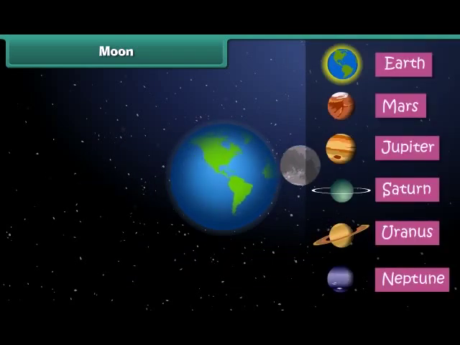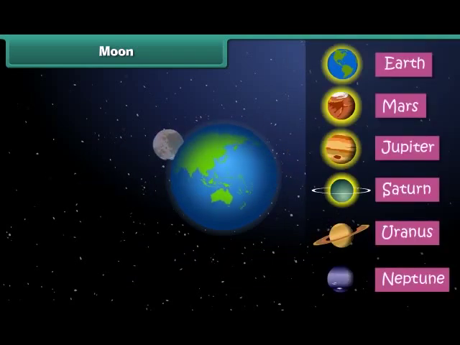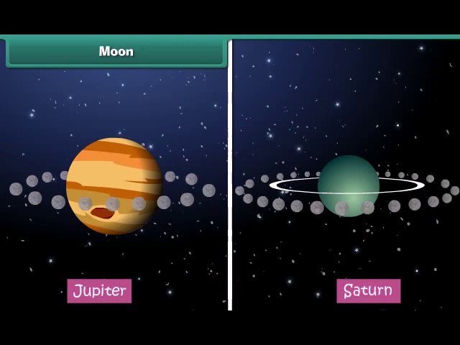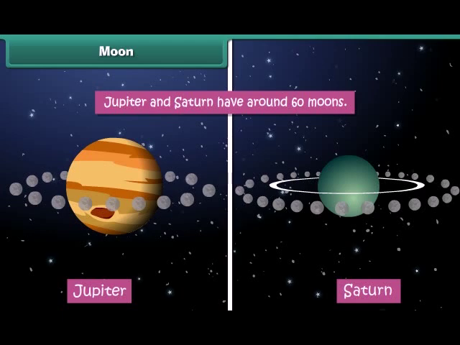Apart from Earth, Mars, Jupiter, Saturn, Uranus and Neptune are the other planets that have moons. While Earth has only one moon, all other planets have more than one. Jupiter and Saturn have around 60 moons.